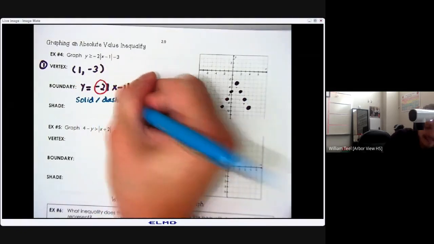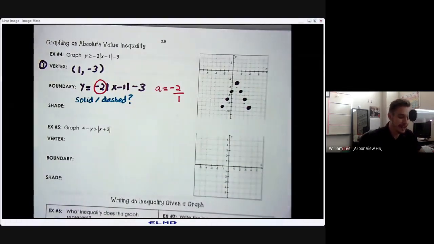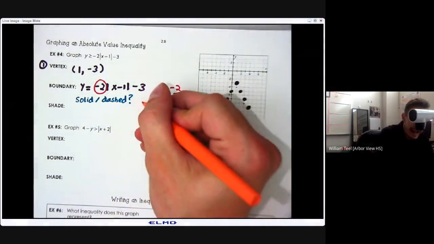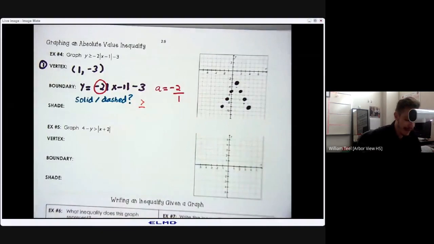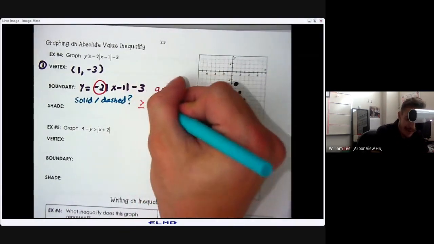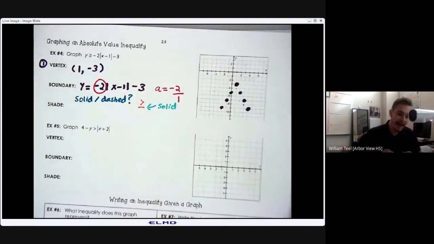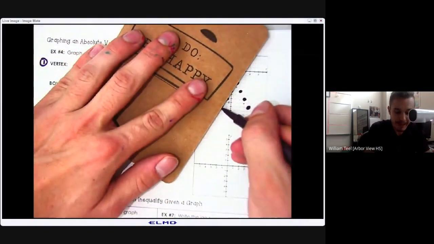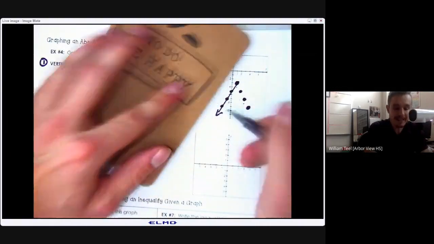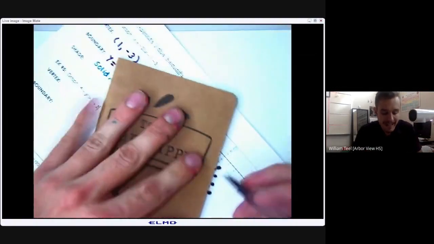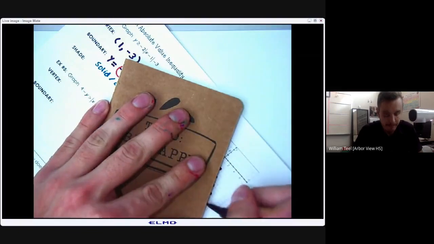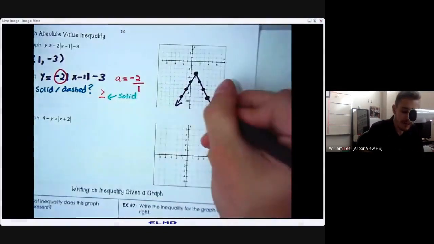So let's go ahead and take a look at our inequality. Since our inequality is a greater than or equal to sign, I am looking at a line here. So that means this is going to be a solid line. So my boundary, I'm going to connect those dots with solid lines because I am looking at an inequality that has the equal sign underneath. All right, cool. So that is going to be the graph.